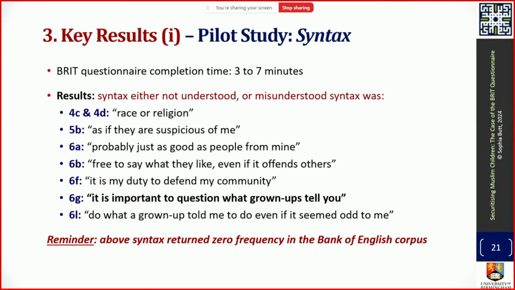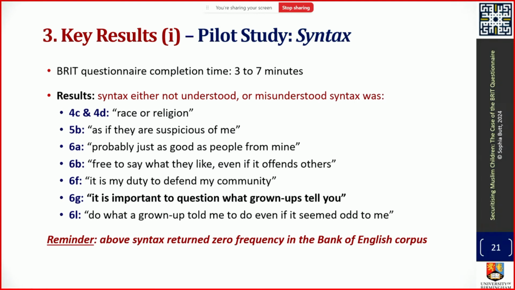But 6G was an interesting one because this is the one where they all agreed. They all had the same interpretation of the statement. So it is important to question what grown-ups tell you. They thought it meant, if I don't understand something, I must ask a grown-up, not be critical about what grown-ups are telling you.